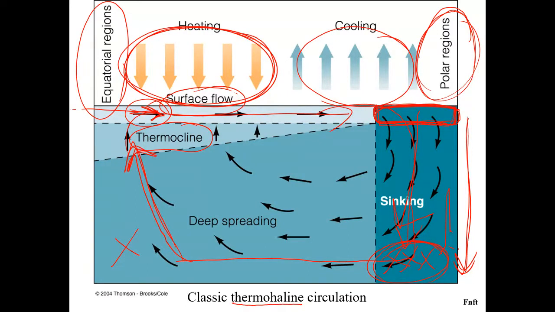So I call this the Ferris wheel. A roulette wheel is sitting flat on a table and spinning. A Ferris wheel is still a circle, but it's up and down, right? It's vertical circulation. One side down, one side up. So there's your downwelling and your upwelling as it applies to thermohaline circulation.